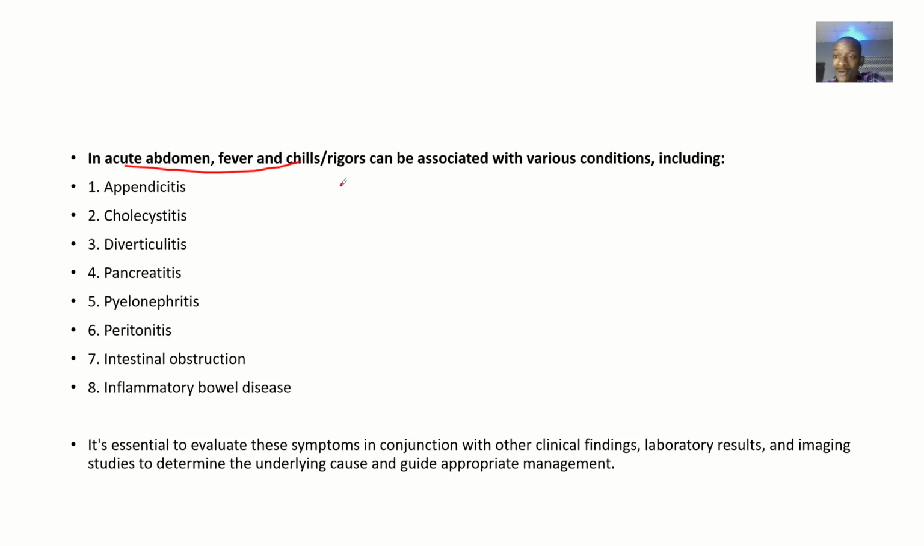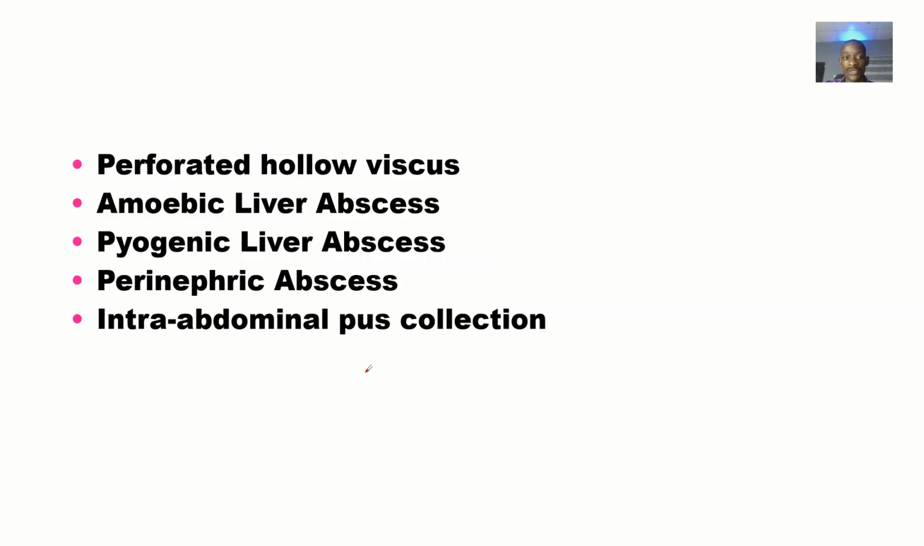Okay. So in acute abdomen, fever and chills could be associated with various conditions, like the underlying cause. It could be appendicitis, cholecystitis, diverticulitis, pancreatitis, pyelonephritis, peritonitis, intestinal obstruction, inflammatory bowel disease. Okay, and my professor actually added some for me here, which I would like to give you guys.